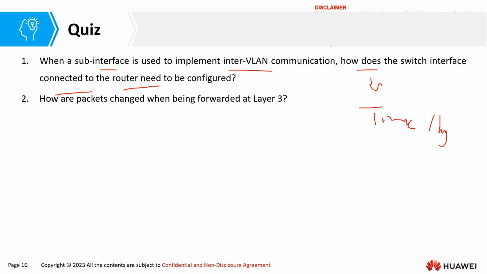How does the packet change when being forwarded at layer 3? The source and destination IP will remain unchanged when the packet is forwarded without NAT, but the source and destination MAC address will change. Each time a packet passes a layer 3 device, its source MAC address will change. The packet IP remains the same because it's at layer 3, but the MAC address will change to the MAC address of your sub interface there.